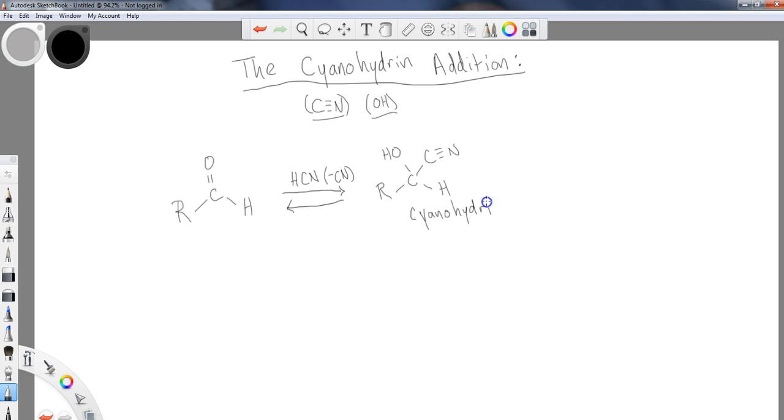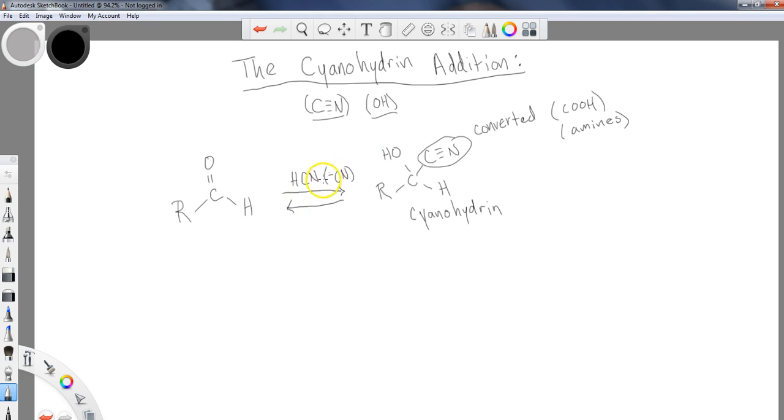And one of the reasons we're really interested in the nitrile groups is that these can be converted into other functional groups, which we will take a look at in the second half of this video. So these can be converted into carboxylic acids. They can also be converted into amines. Both very valuable functional groups that we might be interested in.